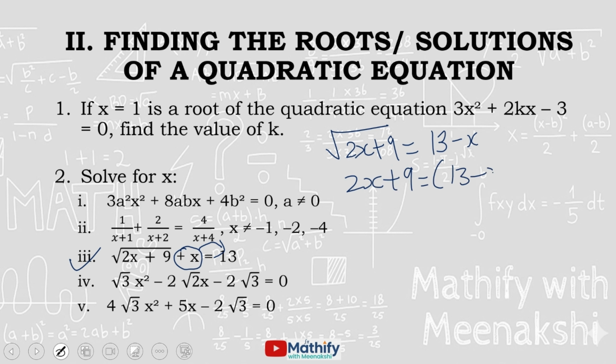Let me write this step for you. (13 minus x) whole square. So 2x plus 9 is equal to, what is the square of 13? 169 plus b square, that is x square, minus 2ab. That means minus 2 into 13 into x, that is minus 26x.